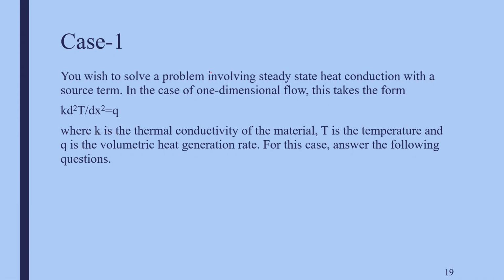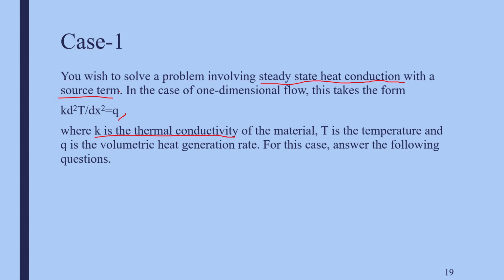You wish to solve a problem involving steady state heat conduction with a source term. In the case of one dimensional flow, this takes the form k d square T by dx square is equal to Q. So Q is the source term and we have steady state heat conduction. Here k is the thermal conductivity. This is the basic equation from the heat transfer course we have studied. T is the temperature, Q is the volumetric heat generation rate. For this case, answer the following questions.